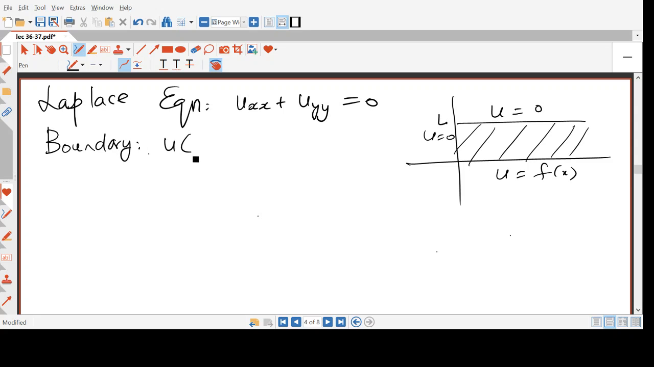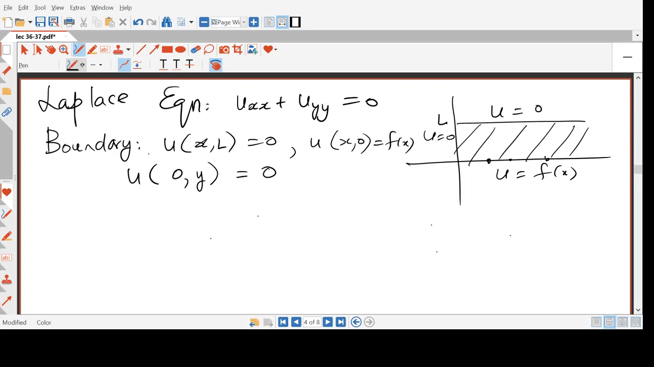So u of x, L is 0, u of x, 0, so anyway here, any x value is f of x. And on the top here, we have u of x, L, but on this side here, u when x is 0 and y is anything, that's also 0. So now let's solve the system subject to these constraints. Solution. Let's call this number 2.